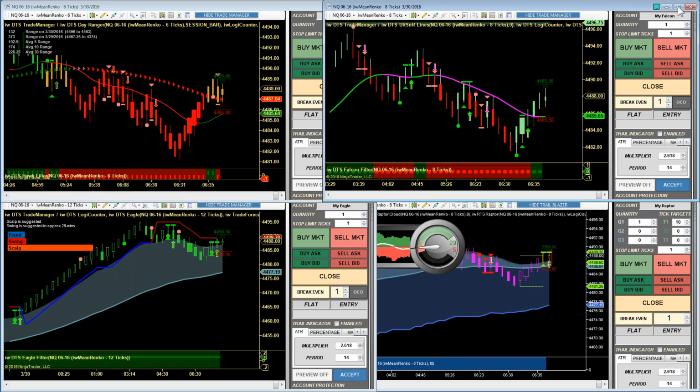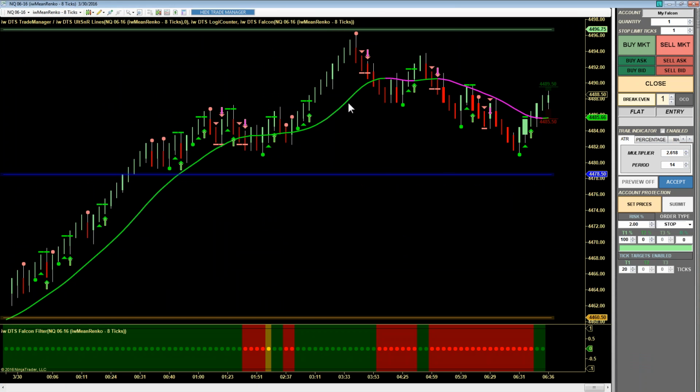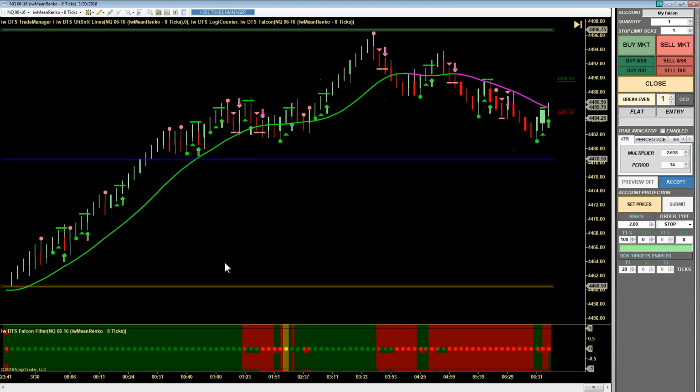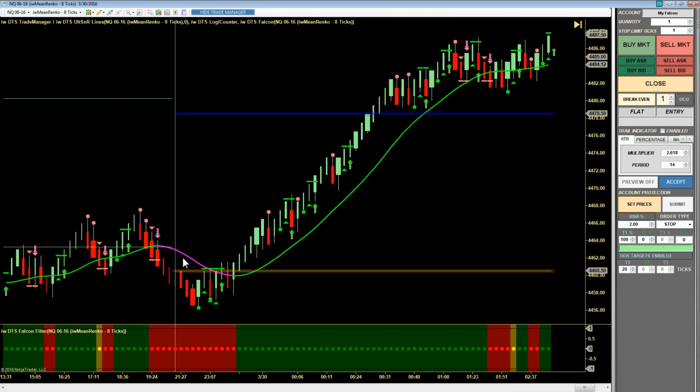Take a quick look here at the Falcon Swing Trader. This is the tool which has been specifically designed to pick up swing trades. And what we've got here is we're paying particular attention to the trend line color. When the trend line is red, we're looking for sell signals. When the trend line is green, we're looking for buy signals.